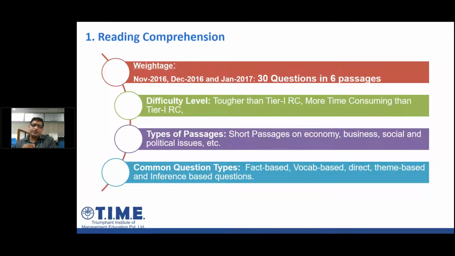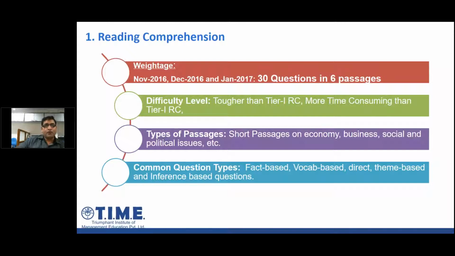And what are the types of passages that are asked? They usually give you short passages of about 200 to 300 words, not very lengthy passages. Passages are usually on slightly boring subject areas such as economy, business, social studies, political issues, etc. The common question types asked are fact-based, vocab-based, direct questions, theme-based questions, and inference questions. Now, as you may know, theme-based and inference questions are slightly indirect in nature.